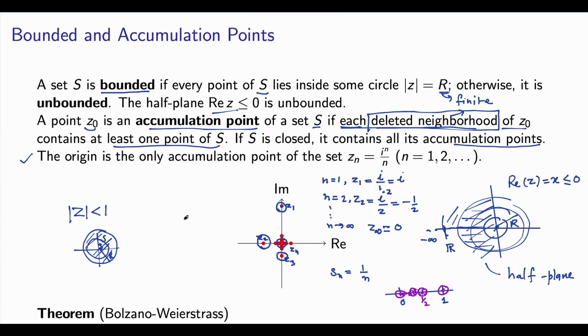Okay. So now the limit point of this set is the singleton 0, right? For this set, or for this set as well. Okay.